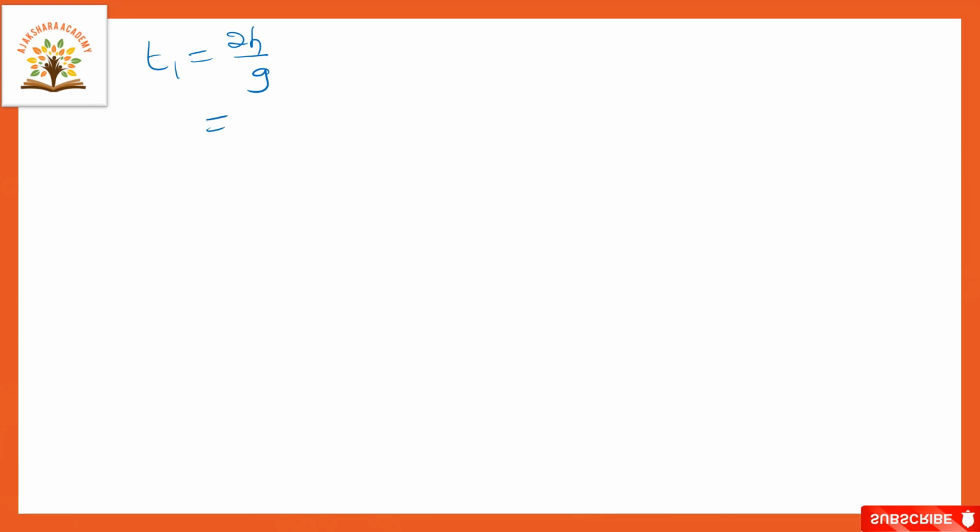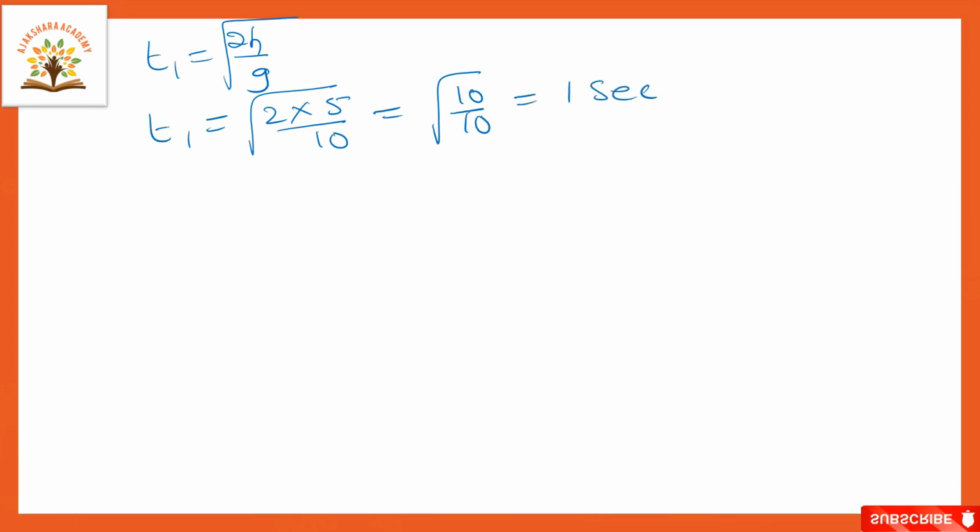Substituting, root of 2 into h value 5 by 10, root of 10 by 10, we get 1 second. So t1 is equal to 1 second. Time interval between two successive water drops.